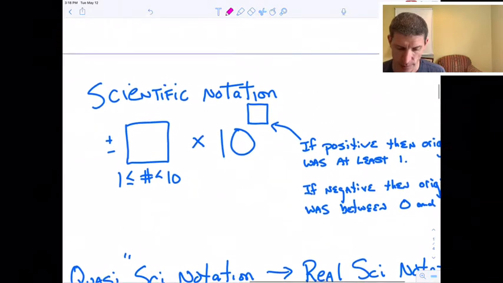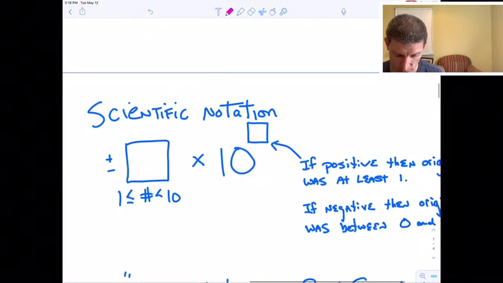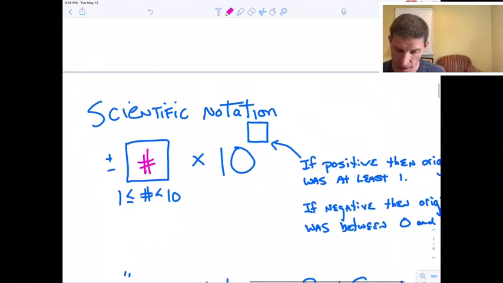A little reminder up here, scientific notation numbers always have a number in front. It could be positive or it could be negative. That number is always going to be between 1 and 10. So it might be like 2.9 or 3.7 or 7, but it won't be 10 or more, and it won't be less than 1. It'll always have a times, and it'll always have a times 10. That's just how scientific notation works.